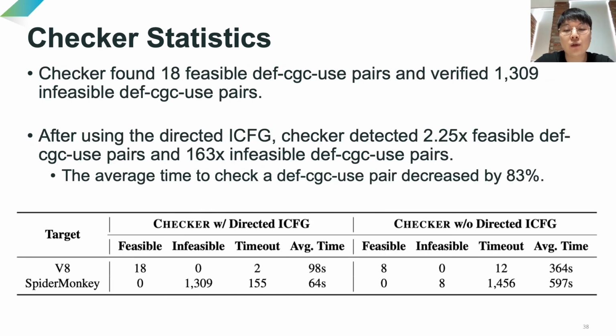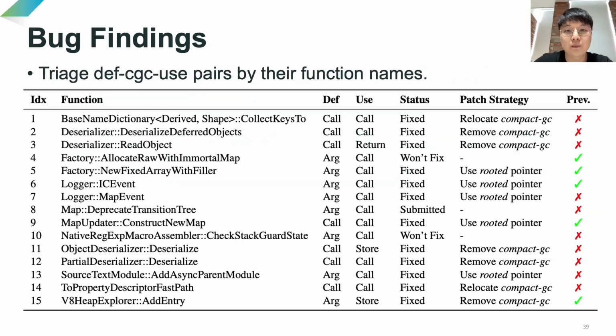Among 1,484 def-use pairs, the checker module found 18 feasible def-use pairs and verified 1,309 infeasible def-use pairs. In addition, after using the directed ICFG, the checker module detected twice as many feasible def-use pairs and significantly more infeasible def-use pairs due to fewer timeouts. This showed that the directed ICFG improves scalability of the checker module while preserving precision.